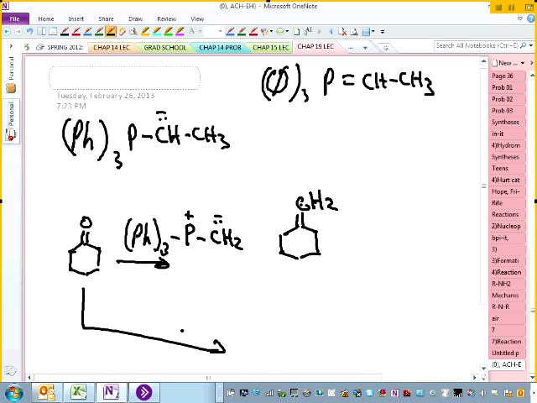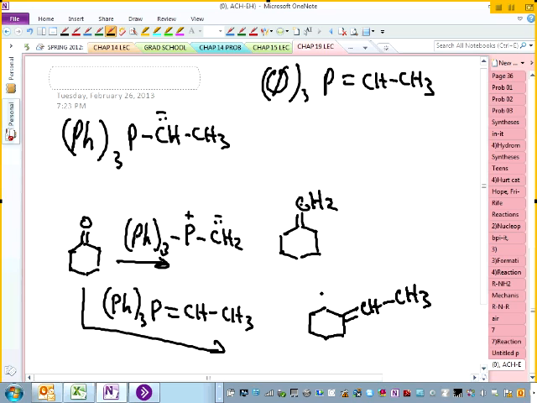Another example: if you use this, that will give you this here. So that reagent will have replaced a carbon-oxygen double bond with a carbon-carbon double bond. The Wittig reagent will do that.